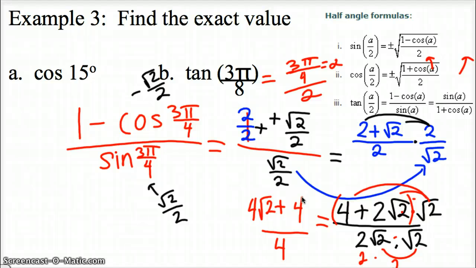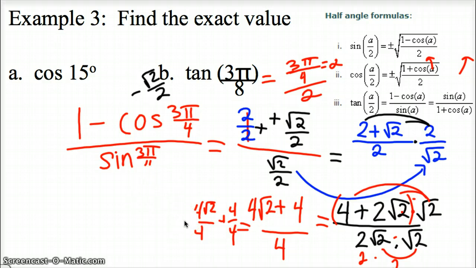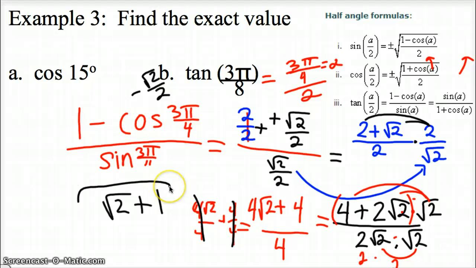It looks like this simplifies even more if I separate the fractions. So it looks like 4 square root of 2 over 4 for the first fraction plus 4 over 4. Well, once again, this is a nice simple fraction. I can make this really simple by just changing it to, this will cancel here and make just square root of 2 plus 1 from here. That is the simplified answer for the tangent of 3 pi over 8.